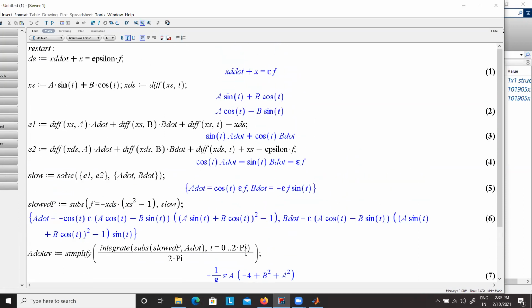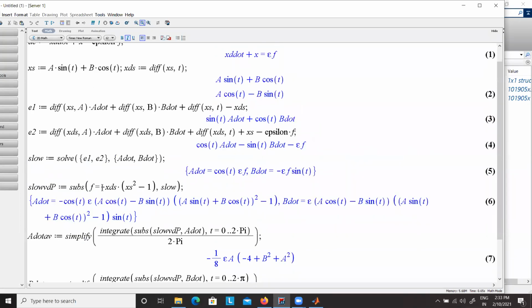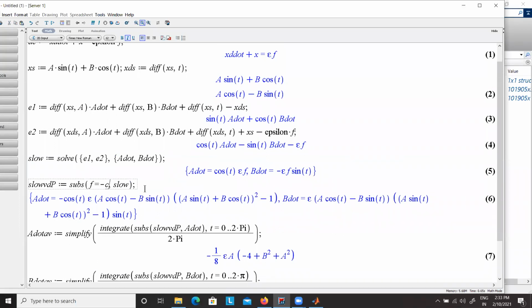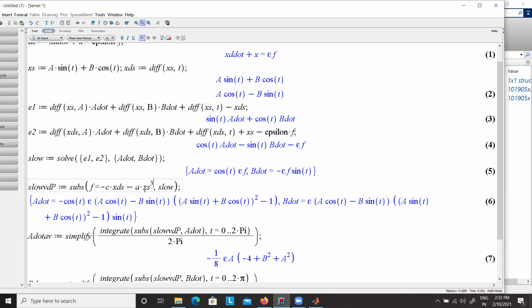Yes. All right. Now what we will do is we will do the Duffing oscillator. So for the Duffing oscillator, we will have a minus C times X dot minus A times X cube, right? But also I will have a plus delta times X. Remember, because I did a detuning.